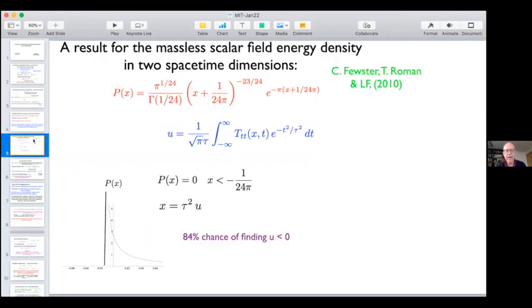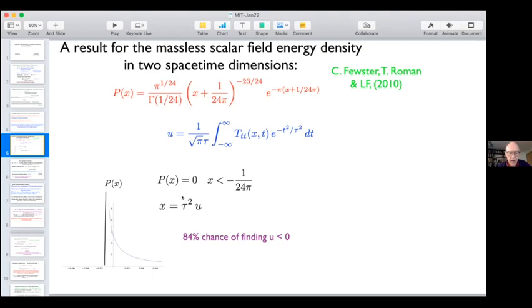Okay, let me give an illustration of both the positive tail and the cutoff. In general, of course, in four spacetime dimensions, it's very hard to compute the probability distribution explicitly, although I'll talk about some results for it. But in two spacetime dimensions, it's possible to give a closed form expression for the probability distribution. So this is a massless scalar field in two spacetime dimensions, which in this case has been averaged with a Gaussian function. That just happened to be a convenient choice for the paper with this work I did with Chris Fewster and Tom Roman. So we imagine the energy density is averaged in time.